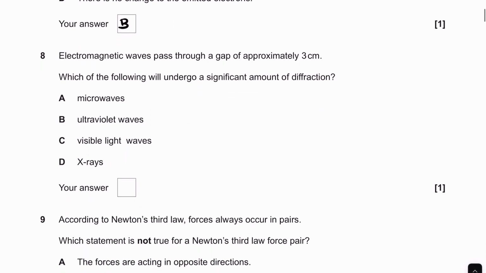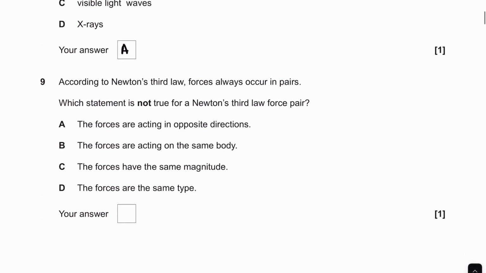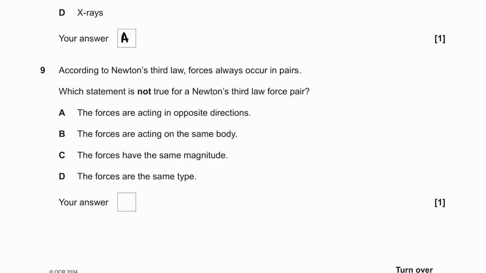Question number 8. Electromagnetic waves pass through a gap of approximately 3 centimeters, so 0.03 meters. Which of the following will undergo a significant amount of diffraction? Diffraction is significant if the wavelength of particular radiation is the same as the gap width. Microwaves are the closest to it, so therefore A will be the answer. Question number 9. According to Newton's third law, forces always act in pairs. Which statement is not true for it? The forces are acting on 2 different bodies, so therefore B will be the incorrect statement here.